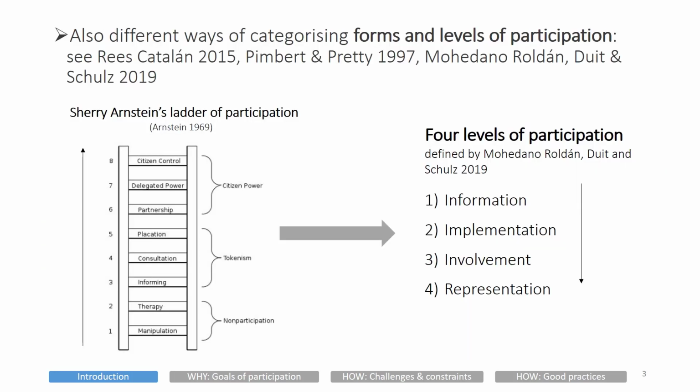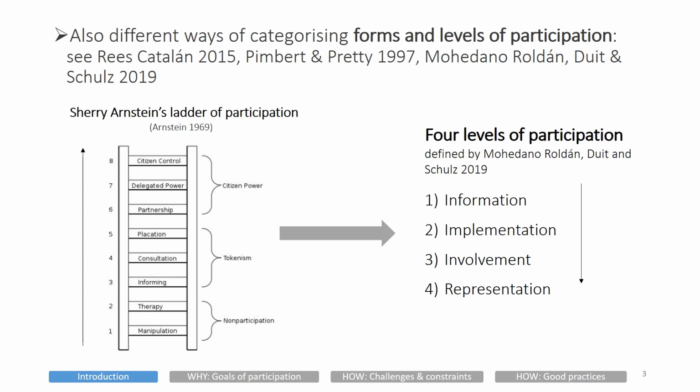This shows that there are different understandings of which processes can be understood as participation, and there are also different ways of categorizing forms and levels of participation. Here we want to present 4 levels of participation which were defined by Mohidano, Roldan, Luit and Schulz. These are based on the ladder of participation of Sherry Arnstein, which describes a transition from being the bystanders of local area management to being part of the decision makers.